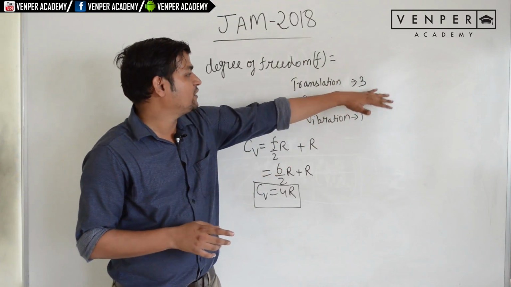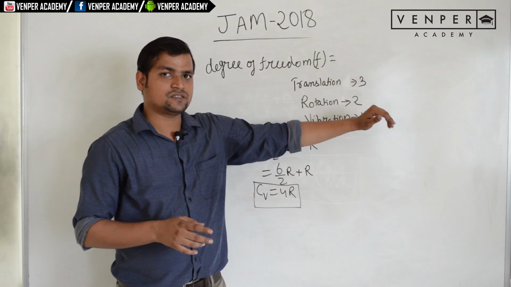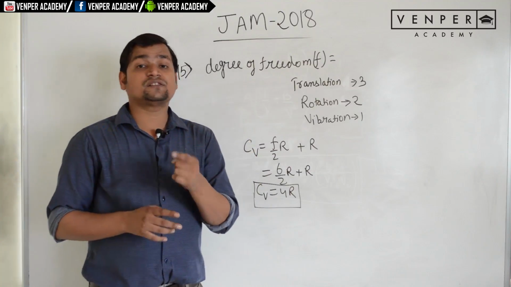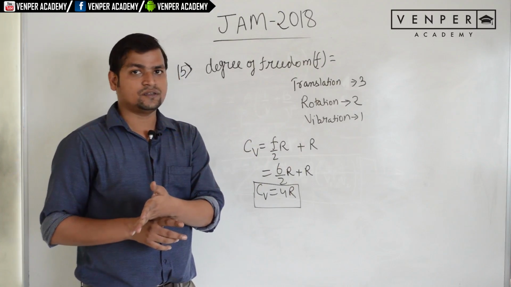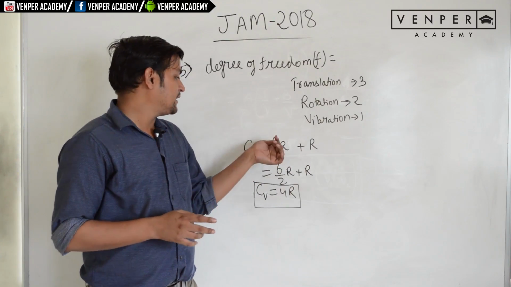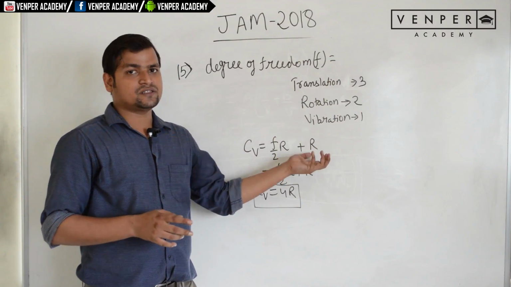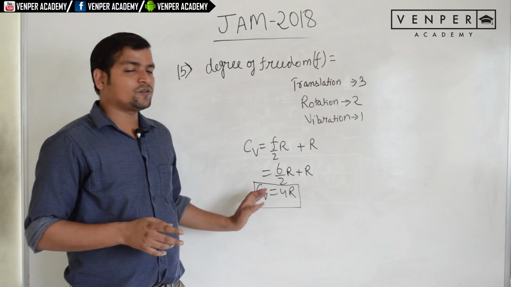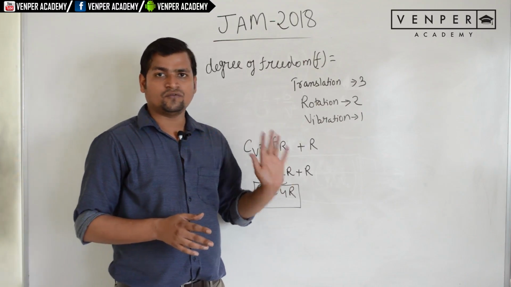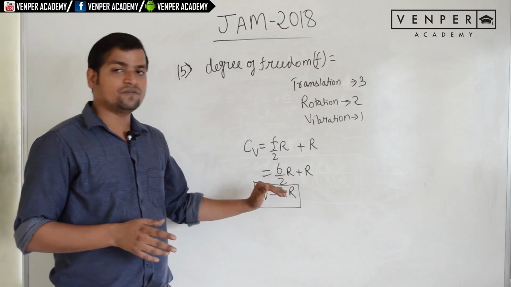So the total degrees of freedom is 3 plus 2 plus 1, that is 6. We know Cv is equal to f upon 2 R, so 6 by 2 R, and Cp minus Cv is R. So by that you can calculate Cv. Cv will be equal to 4R. So the correct answer here is 4R.